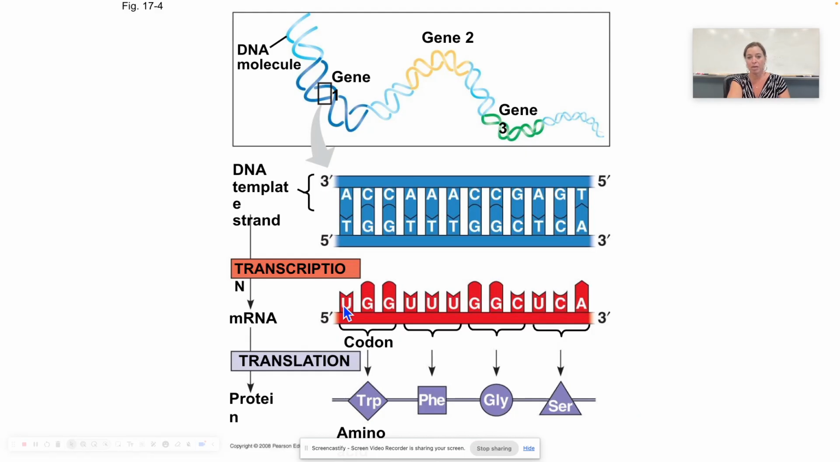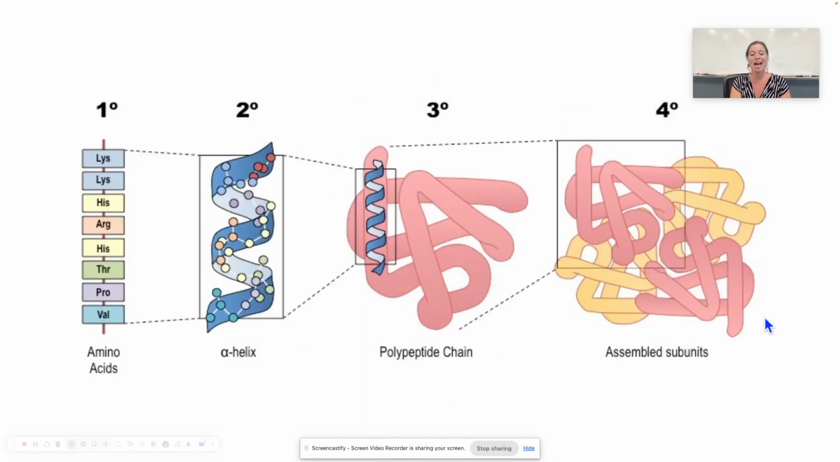Transcription is making the copy. Translation is turning that message into an actual protein. But it's actually not a protein yet. So you can see that this right here represents an amino acid sequence. It's not a protein until it's folded into its three-dimensional shape. So we call this its primary structure.